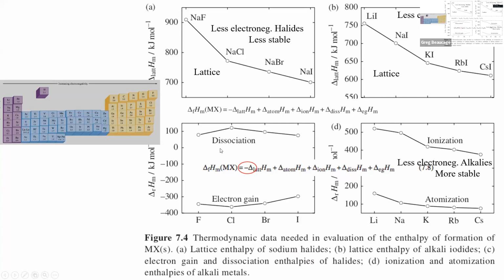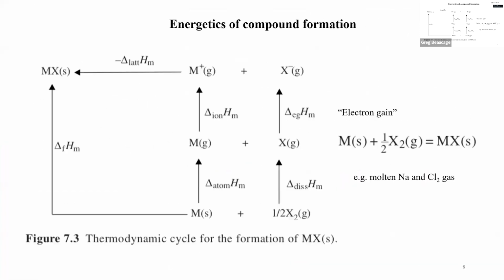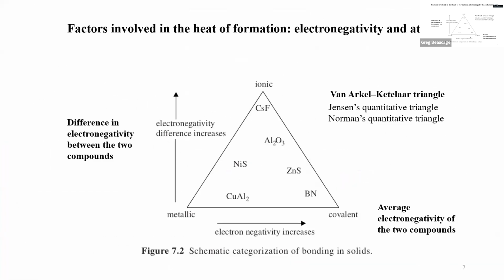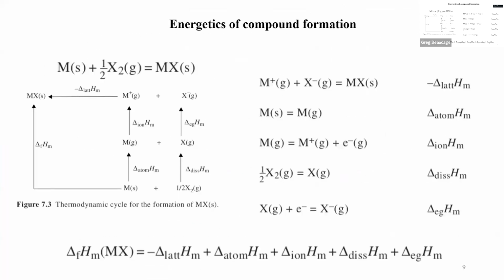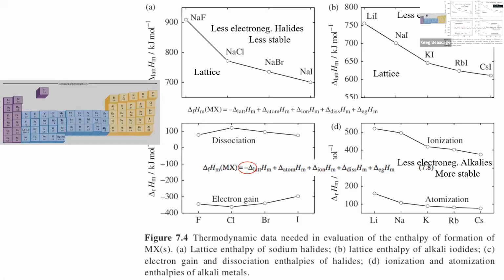And then these are the other parts of forming the crystal, right? So dissociation, electron gain are the other parts here. So that's dissociation, electron gain, these two parts that go with the halide, right? So basically those don't change with electronegativity. Right, so the lattice energy is changing. Dissociation electron gain is pretty much flat.